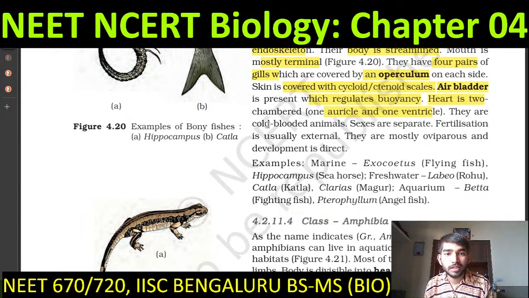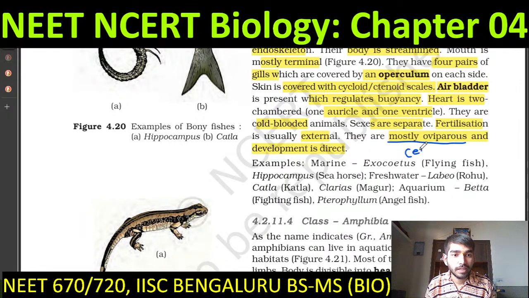They are cold-blooded, same poikilotherms, sexes are separate, same fertilization is external, same. Mostly oviparous and development is direct. So this is again a difference. There they are viviparous. Here they give rise to eggs, and from the eggs hatch the new offspring.